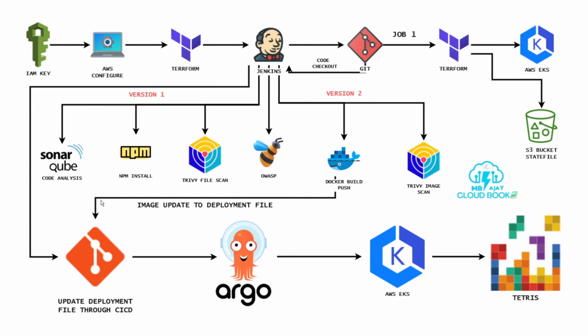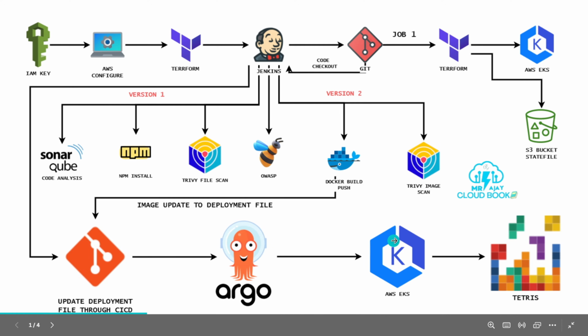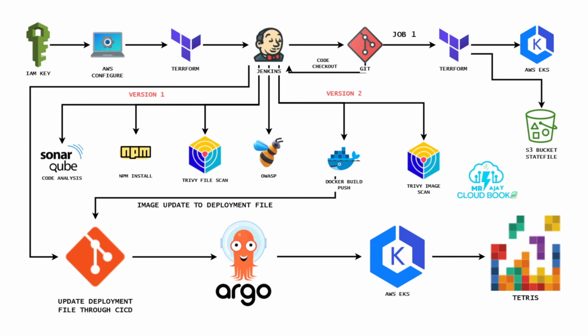After that, we are going to install ArgoCD on our AWS EKS. Using ArgoCD, we are going to deploy our application. First our version 1 will be created, and version 1 will be moved to this particular deployment YAML file. ArgoCD will automatically check that image, pull that image, and deploy it to our AWS EKS. So that is the first version of the Tetris game we are going to deploy.